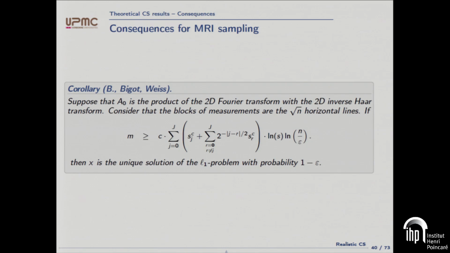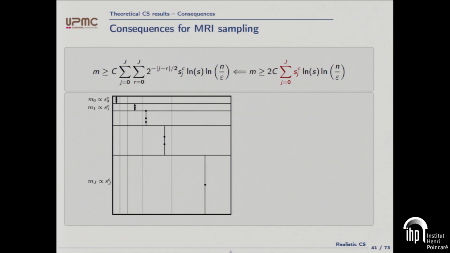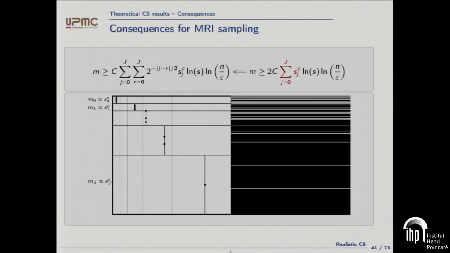So if you have such information on your signal, then you can show that the number of horizontal lines that you need in Fourier should be bigger than this quantity of interest, SjC, the structured sparsity, the weird structured sparsity in your signal. Just to fix the idea, if you have a signal with this kind of structured sparsity as before, it means that in the Fourier domain, you're going to take a number of horizontal lines proportional to the number of black dots that you have in each horizontal level.